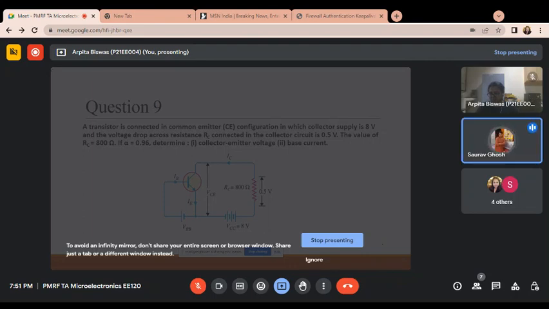Ma'am, the base current is 26 microampere. Yes, that is 26 microamperes. And ma'am, the value of VCE, that is the collector to emitter voltage, is 0.5 volts. VCE is 0.5. No, VCE is not 0.5. The voltage drop across the resistance is 0.5. Okay, got it.